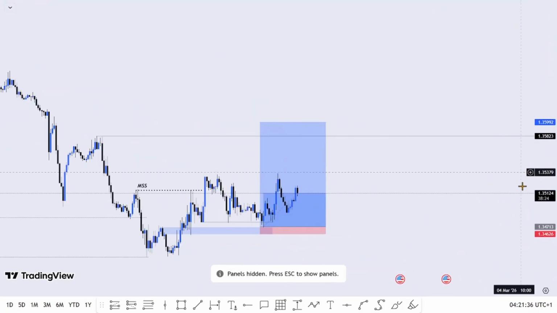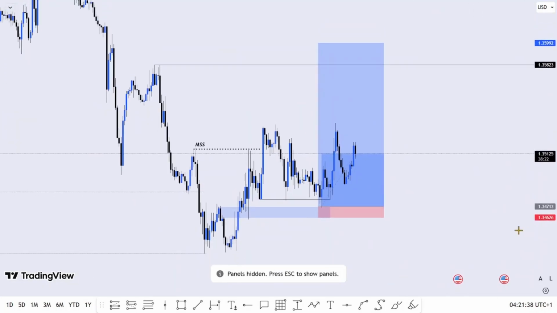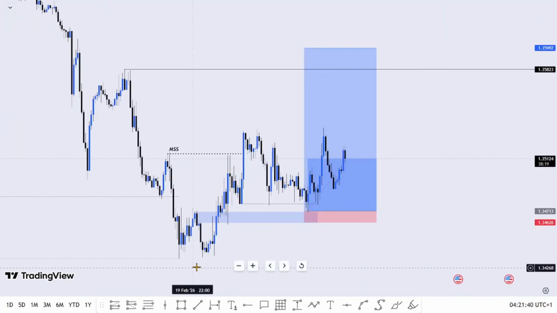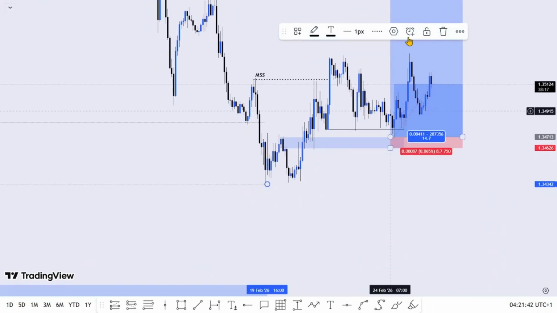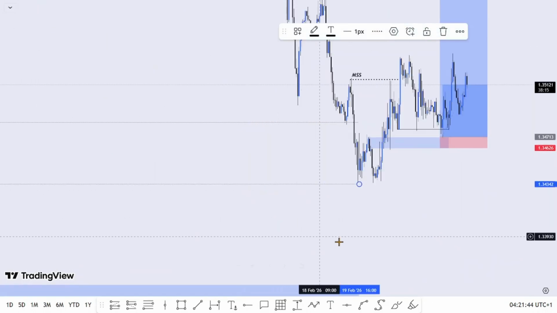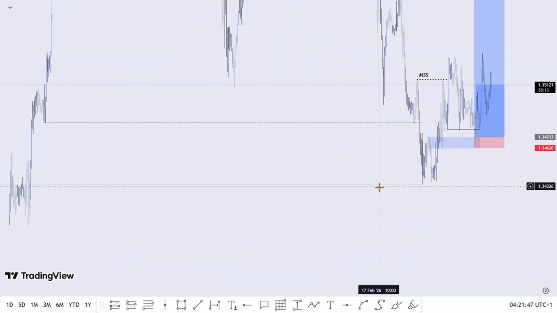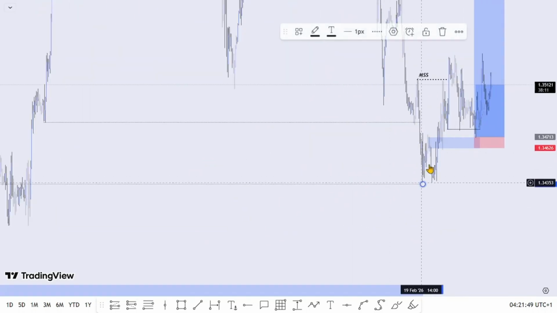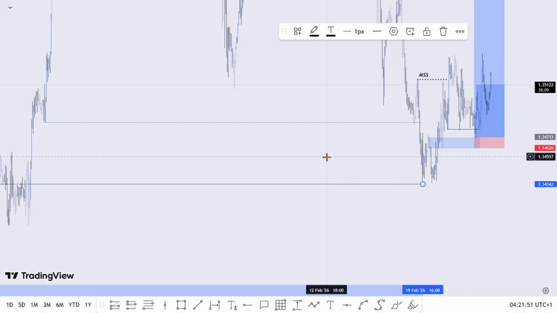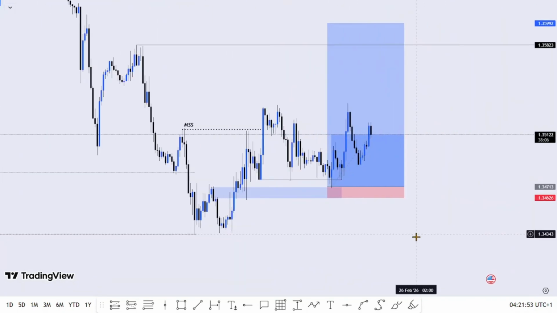This is what I'm anticipating. I've already taken the first trade from here. What was the logic behind the first trade? This was the key level that we tapped into.